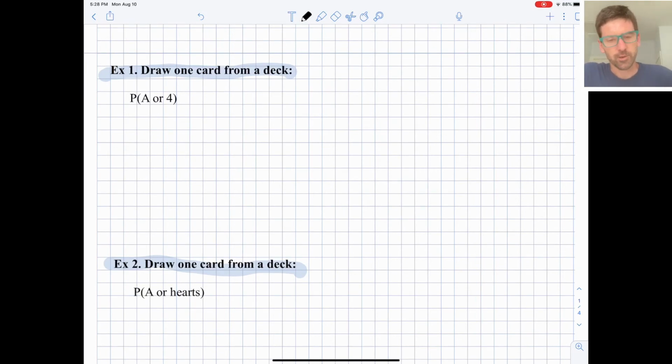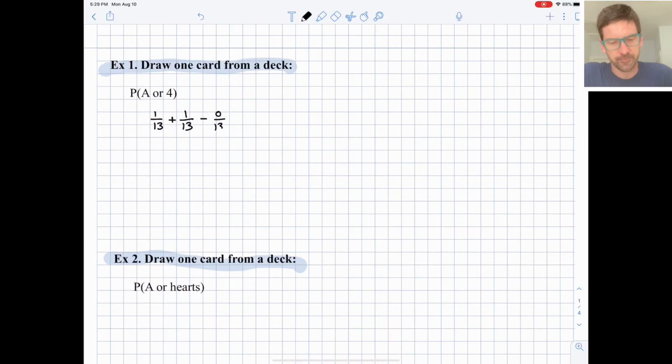Okay, and we're curious, what's the chance it's an ace or a 4? I don't care about any of the other cards. I don't care about suit. So the probability of ace is 1 out of 13. The probability of 4 is 1 out of 13. And we have to subtract off the probability of both. So what's the chance of getting both an ace and a 4 in one card?